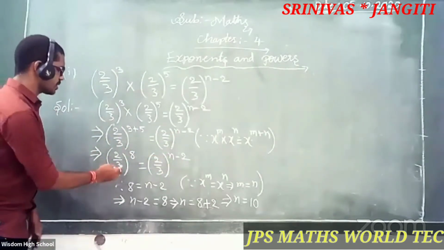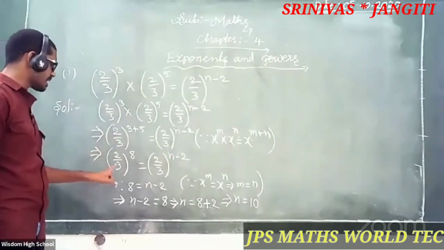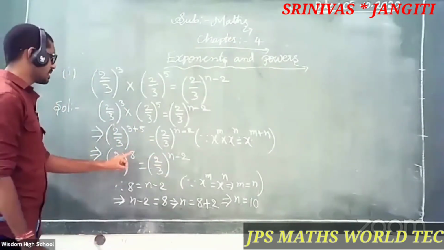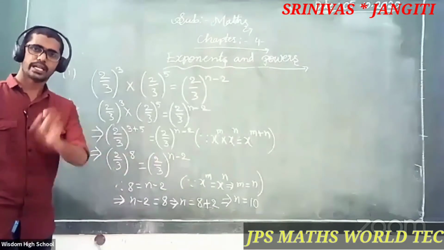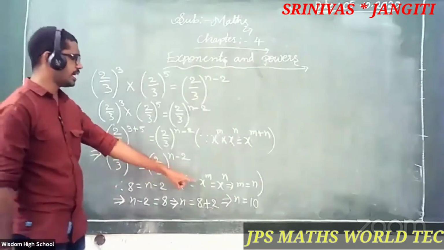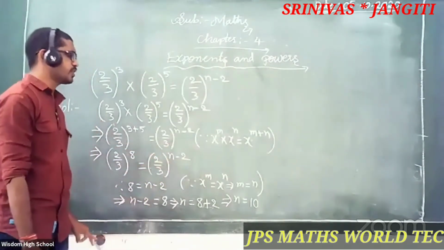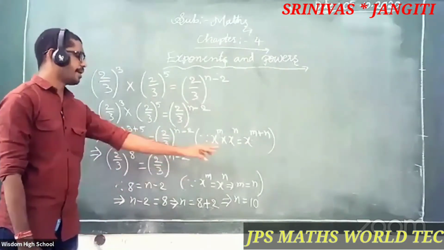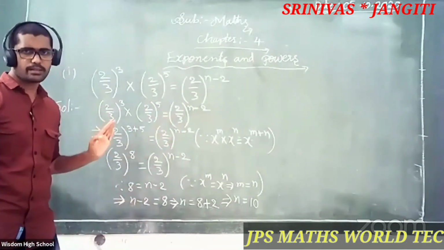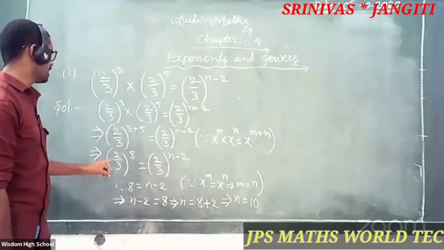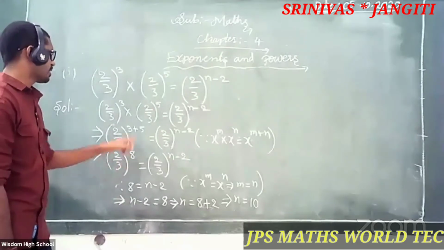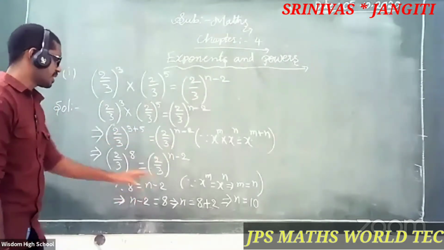Then afterwards, observe this step. The bases are equal, so the exponents must also be equal. You already know that if x^m equals x^n, that implies m equals n. That's why, since we have 2/3 and 2/3, the left side 8 is equal to n minus 2.